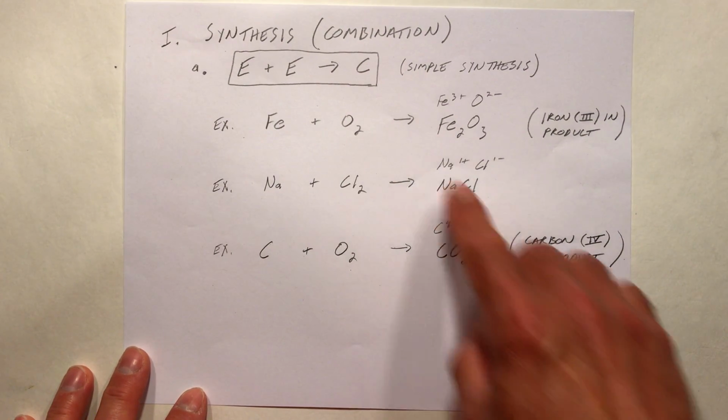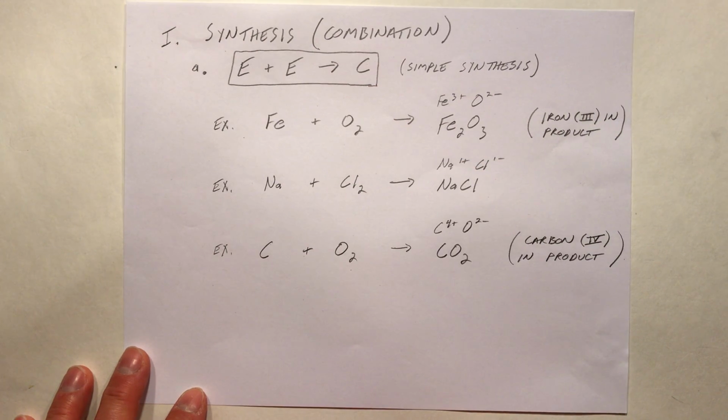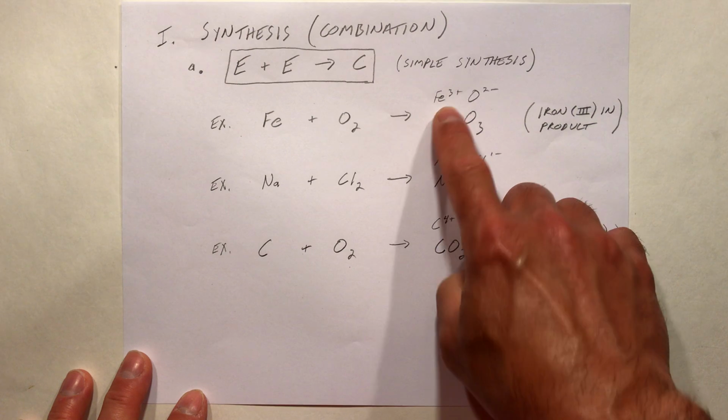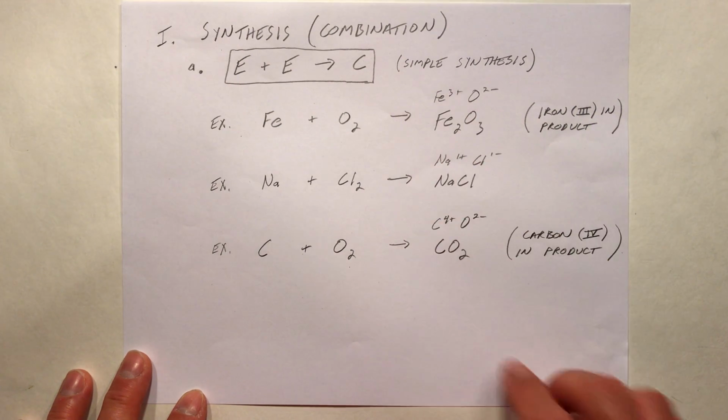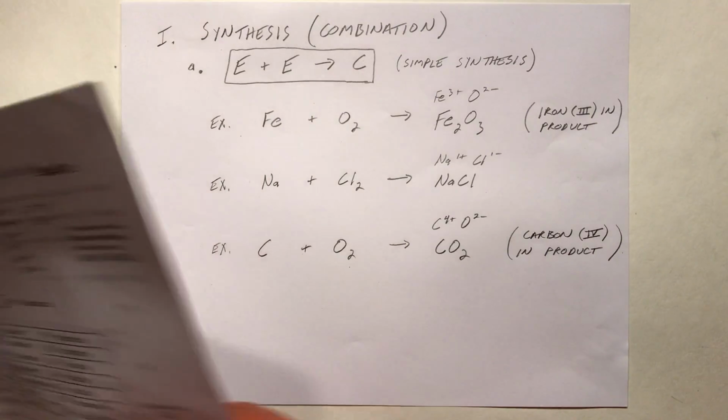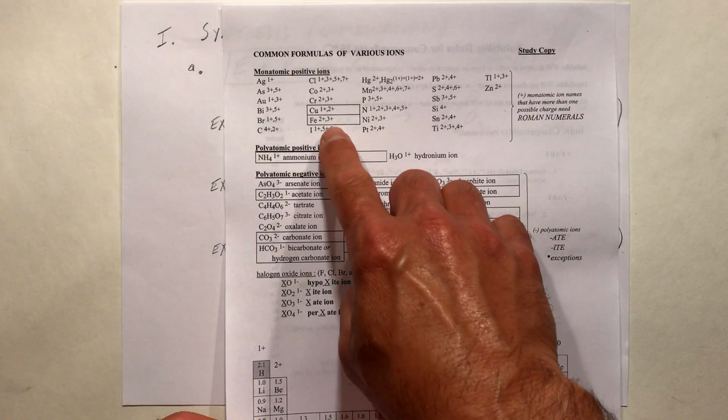We're going to form a compound, and when we do that, we typically put the metal first, and that'll be a positive ion, and then the nonmetal second, and that would be a negative ion. Now, iron has more than one possible ion charge. If we look on the ion sheet, iron could be 2+ or 3+.